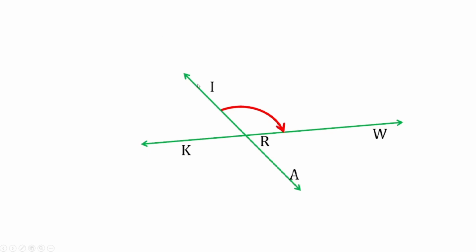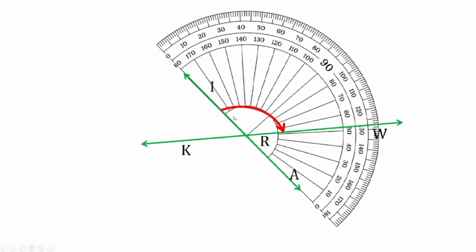Or we can also start from ray RI and then end with ray RW. That is still the same angle. But make sure wherever you start, whichever ray you start with, you make it the zero. So we start at ray RI, so we consider this zero, not the 180, this zero here. Again, we trace from the zero towards the other ray, and as you can see, it's still 128 degrees. It doesn't matter which side you start. What is important is that you know where to trace the measurement of the angle.